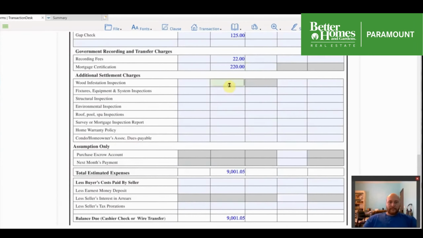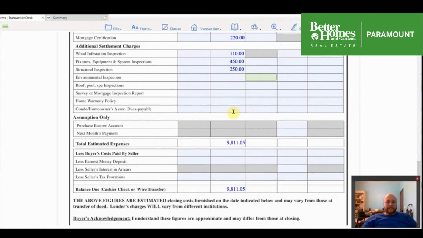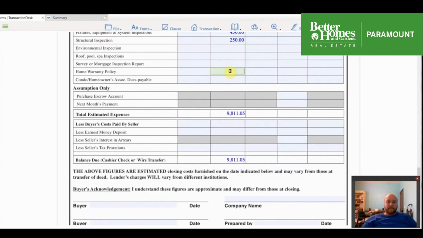All right, so wood infestation inspection, let's say they wait to pay it at closing. It's usually $110, $450 for the home inspection. Let's say it needs a structural inspection. You don't put anything in there unless you absolutely know it does. I'm going to just go ahead and say this one needs a $250 structural inspection, and then let's say they're splitting a home warranty of cost around $600. Let's say they're splitting it at $300.